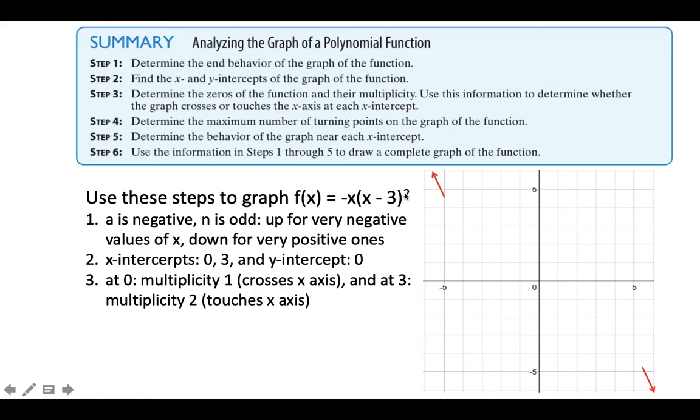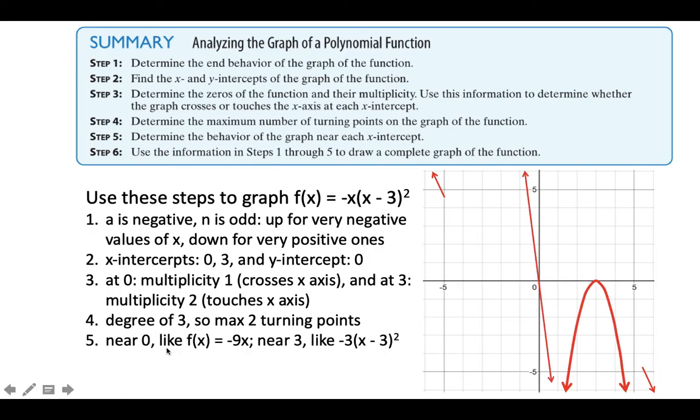Whether it will cross or touch, how do we know? See, here the power is 2, so it will just touch, and here the power is 1, so it will cross. So at x equals 0, the graph will cross, and at x equals plus 3, the graph will touch. How many turning points and what is the degree? The degree of this function is 2, then 1. So the total degree is 3. As the degree is 3, there are a maximum of 2 turning points. The maximum number of turning points is always 1 less than the degree of the given function.